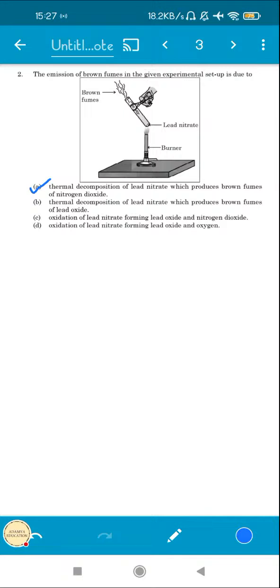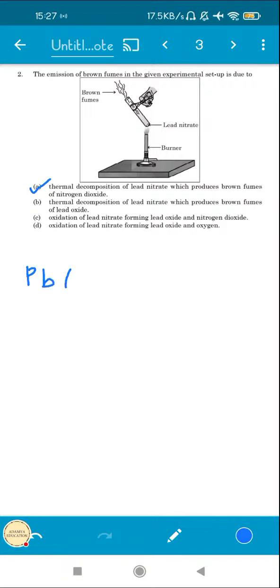It is a part of the first chapter of chemistry. As a result, it will produce brown fumes of nitrogen dioxide. The second option can be totally ruled out, because lead oxide is a solid, not a gas, so definitely it will not form any fumes. So let's write the reaction along with our option.